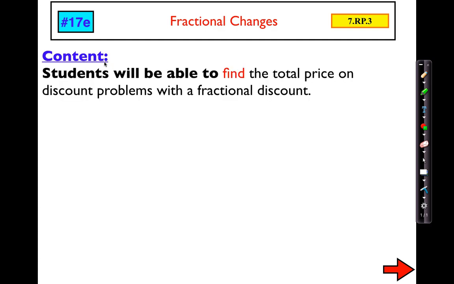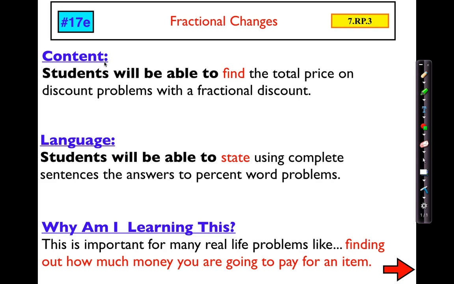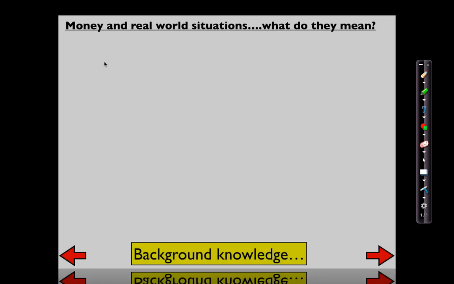Our content objective is students will be able to find the total price on discount problems with a fractional discount. Language objective is students will be able to state using complete sentences the answer to percent word problems. And why am I learning this? Well, it's important for many real-life problems like finding out how much money you're going to pay for an item.